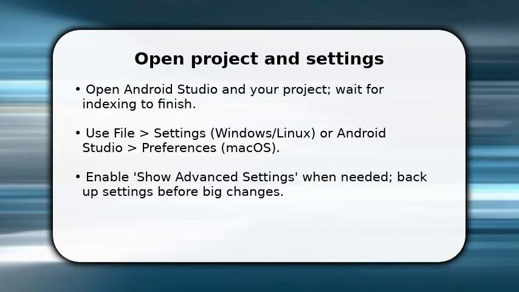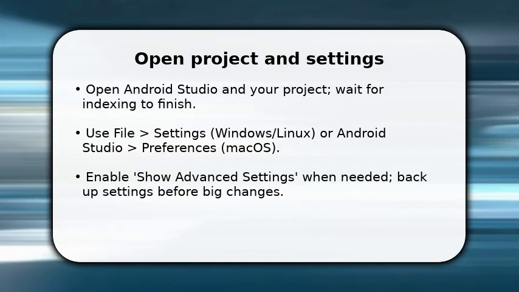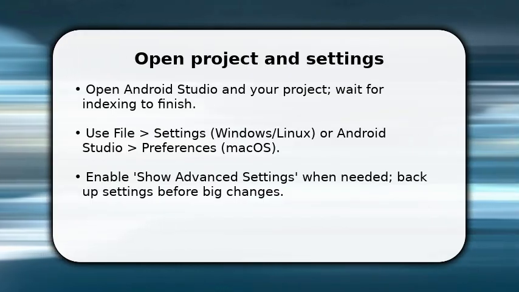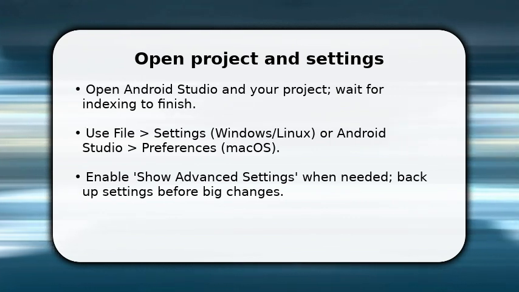Once done, enable any advanced or experimental toggles only if you need them, and export current settings to a ZIP as a backup. This avoids accidental loss and lets you compare defaults versus customized options. Make sure to note the current Gradle and SDK paths before editing configuration values.